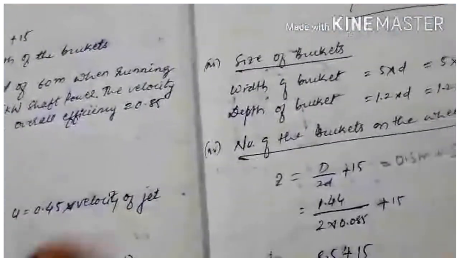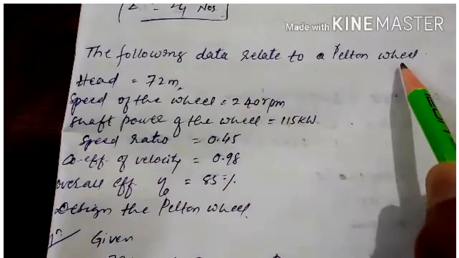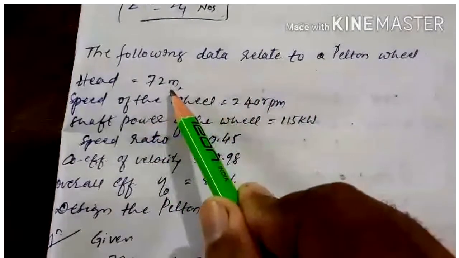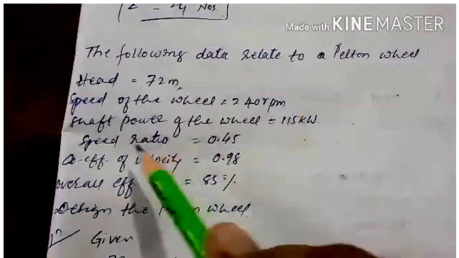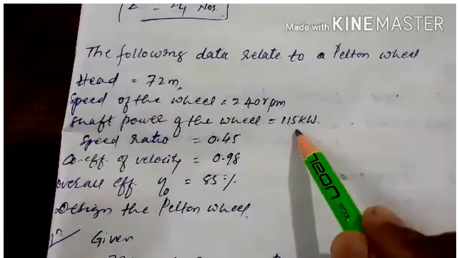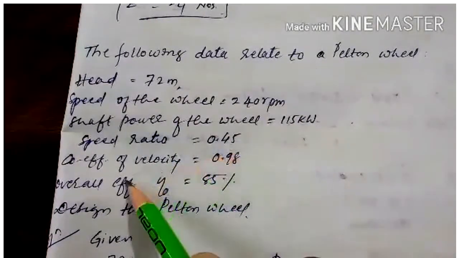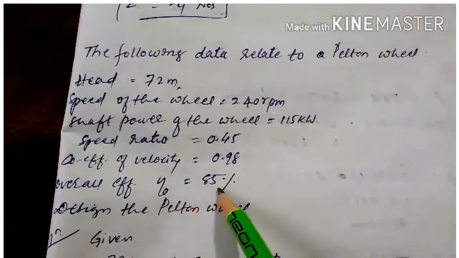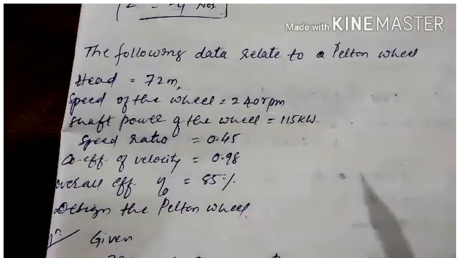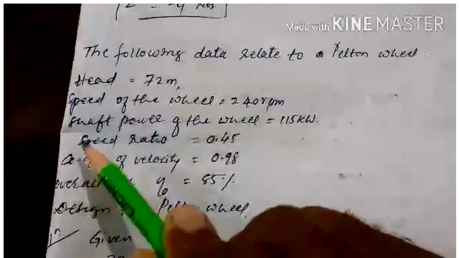The problem given here is as follows. The following data relate to a Pelton wheel. The head given is 72 meter. The speed of the wheel is 240 rpm. Shaft power of the wheel is 115 kilowatt. Speed ratio 0.45. Coefficient of velocity is 0.98. Then the overall efficiency 85%. Design the Pelton wheel. So many times in exam the problem will be given like this.